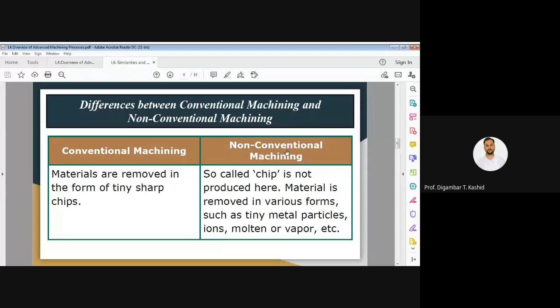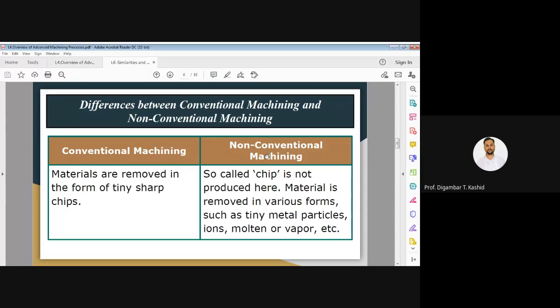The second point about conventional machining is that material is removed in the form of tiny sharp chips. That means microchips are formed while removing the material from the workpiece. But this so-called chip is not produced in the case of non-conventional machining.